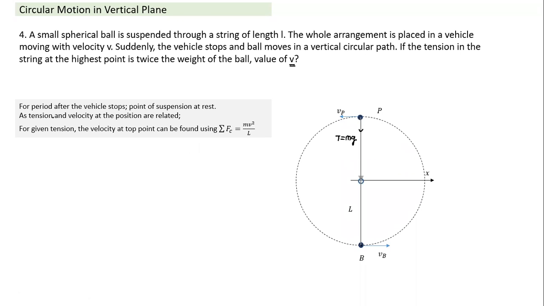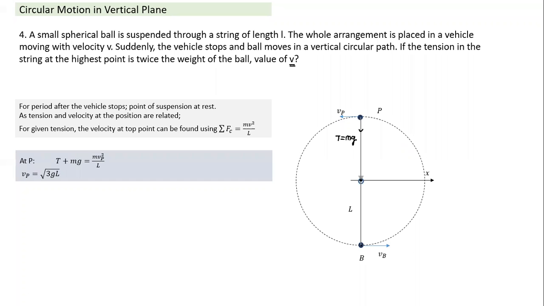So basically what we are saying here is that as soon as the vehicle stops, the point of suspension comes to rest. And the ball has the same velocity as the velocity of the vehicle. The point of suspension is at rest. And as the tension and velocity are related, for a given tension, first we find the velocity at the top, and then we can find the velocity at the bottom, which is the velocity of the vehicle. So that's the scheme of solving this question, and the rest of it we can easily do one by one.